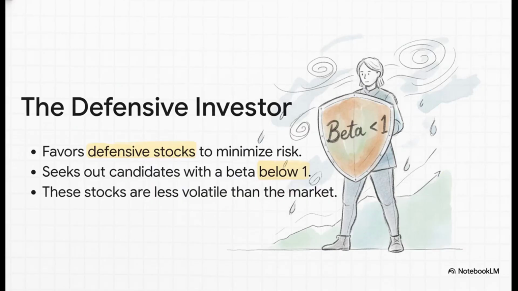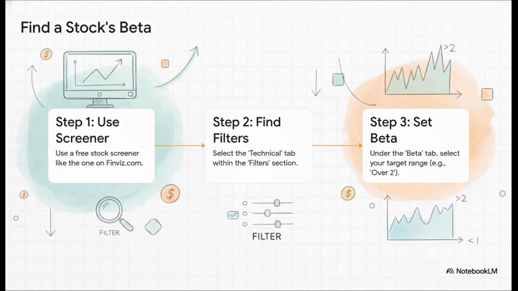But maybe that sounds way too stressful. If you're more of a defensive investor, you're going to do the exact opposite. You value stability and you want to keep risk to a minimum. So you'll be looking for stocks with a beta below 1. These are those slow and steady companies we talked about, the ones that are less likely to get rocked by a big market downturn.